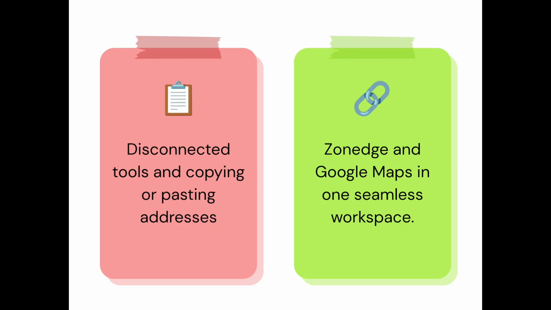Well, that old way of disconnected tools and endlessly copying and pasting addresses, that is gone. The new way is Zonedge and Google Maps working together in one seamless environment. Think of it like this. It's like having all your cooking ingredients perfectly prepped on the counter right in front of you. Before, you were scrambling all over the kitchen, but now everything is integrated right into a single workspace. It completely removes all the friction, so you focus purely on the network itself.